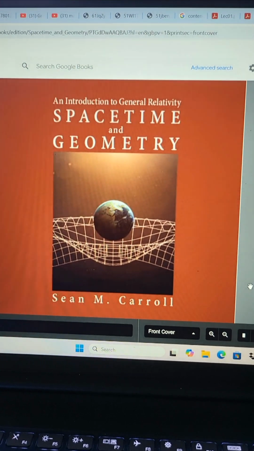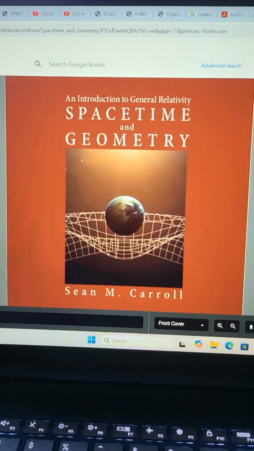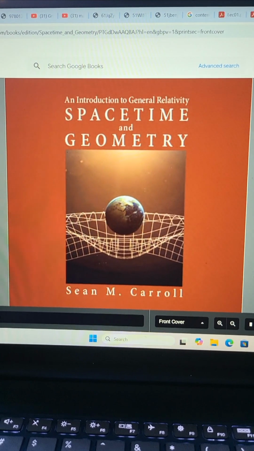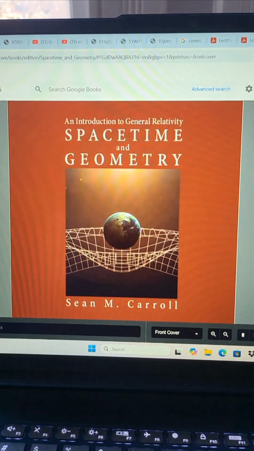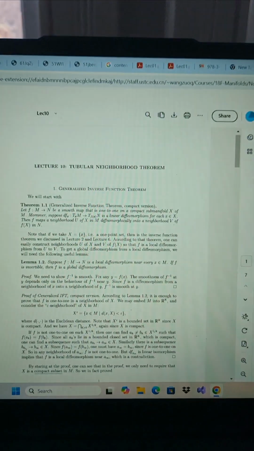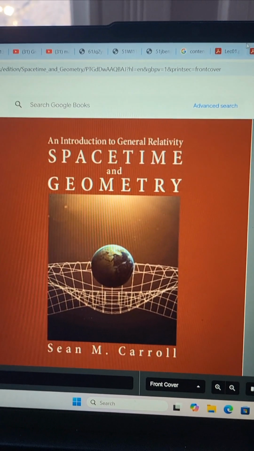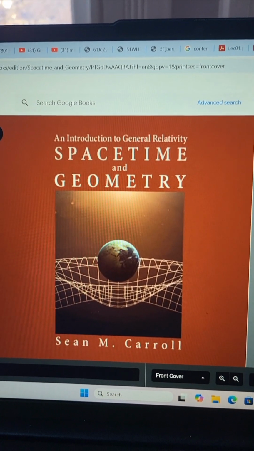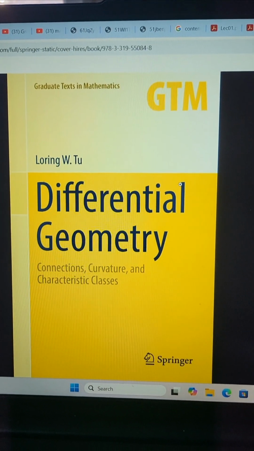Just use it as an intuitive guide to kind of understand why differential geometry is so important and how it's being used in the field. Okay. And this is a great book. But yeah, I just read Chapter 3 to supplement that with this differential geometry book that I've already recommended.